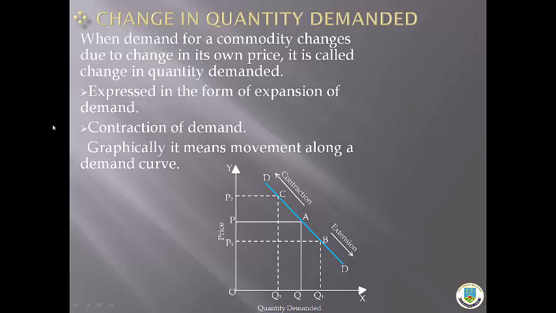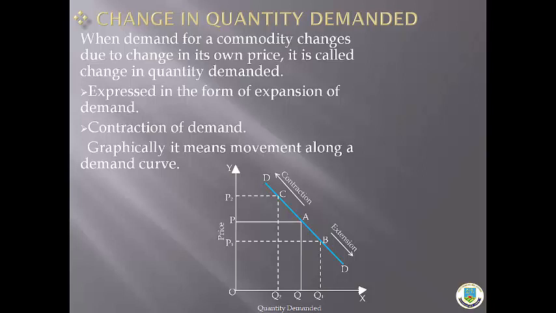When demand rises due to fall in price, it is called expansion of demand. Similarly, when demand falls due to rise in price, it is called contraction of demand. So here change in demand happens because of change in price. When demand rises due to fall in price, it is called expansion. When demand falls due to rise in price, it is called contraction of demand.